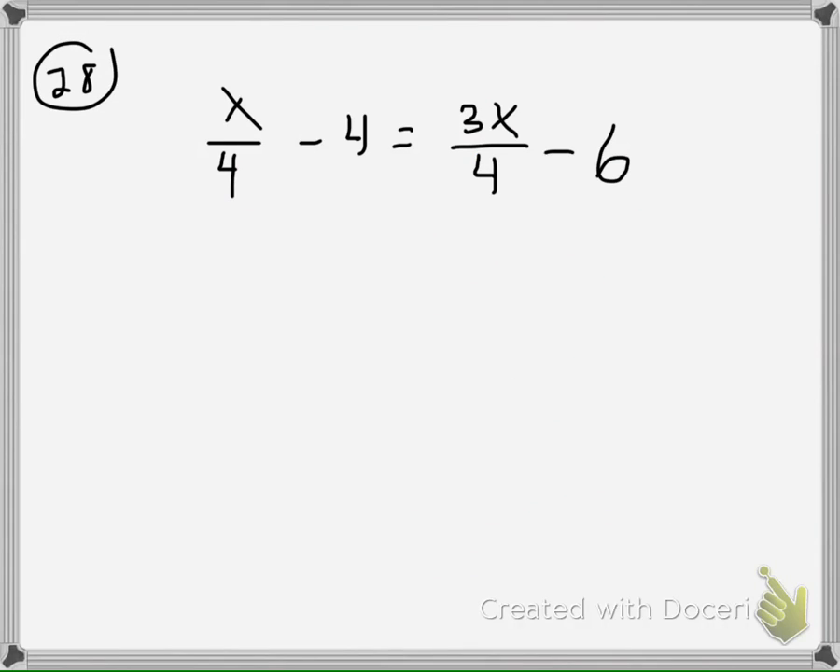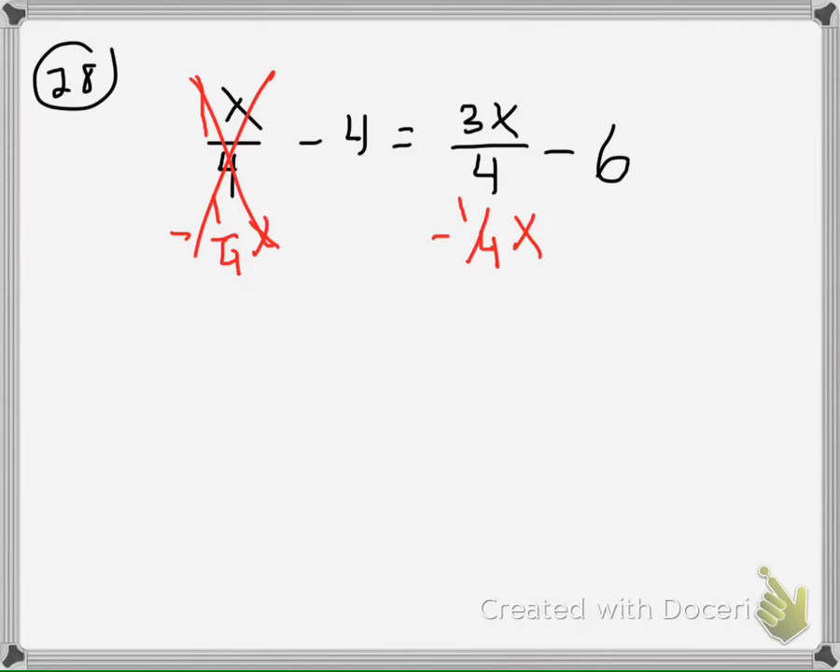Alright, 28. A lot of you guys kind of freak out when you see something different, but just think about it one step at a time. I have x on both sides, and I need to get this x over here. So this reads as 1/4 x, and this is 3/4 x. I'm going to subtract my 1/4 x on both sides.